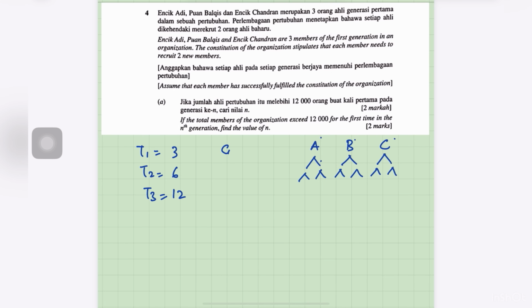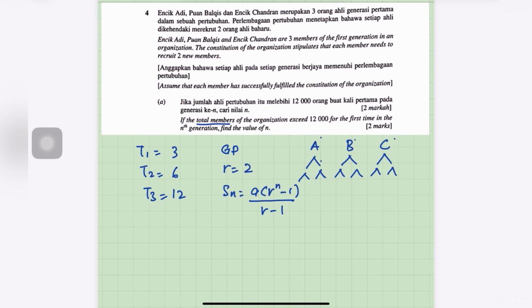So we can identify that we have a geometric progression with r equals 6 over 3 or 12 over 6, which equals 2. We need to find the total members, so Sn. For a geometric progression, Sn is a(r to the power of n minus 1) over r minus 1. So we have to use this. The total members exceed 12,000.